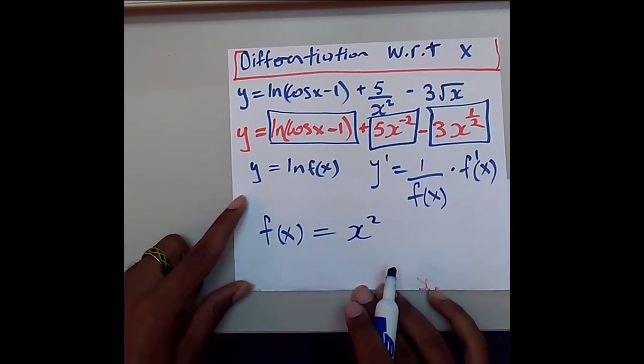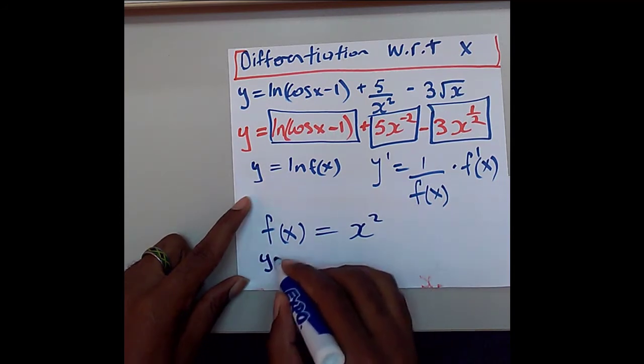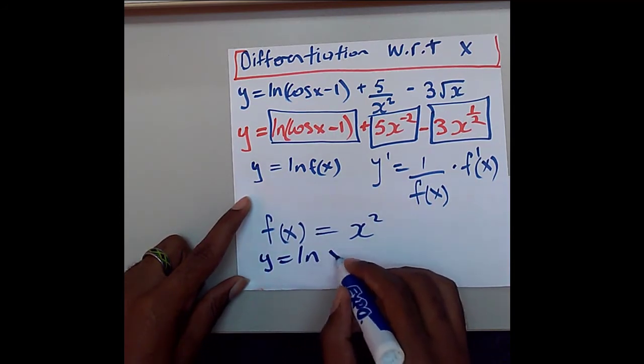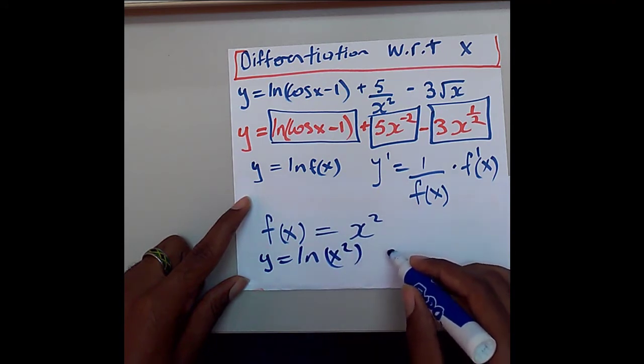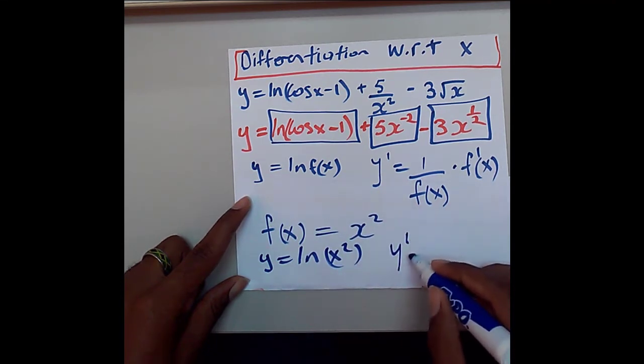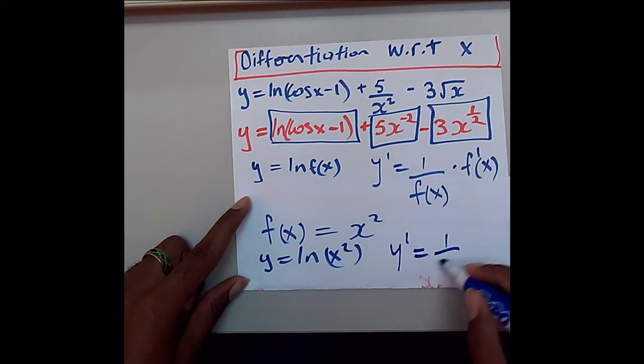So if we have y is equal to ln x squared, then it does not apply that y prime is equal to 1 over x squared times 2x.